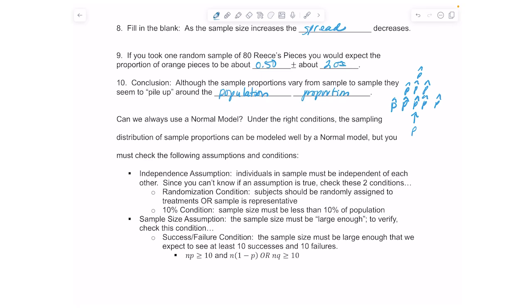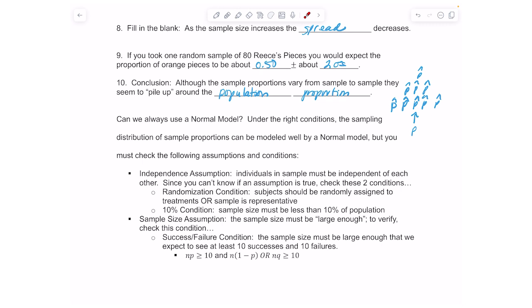Welcome back to part 2 of this video where we're looking at sampling distribution models. So the question is, can we always use a normal model? It just so happens that as long as we have the right conditions, the sampling distribution of sample proportions can be modeled by a normal model pretty well. But you have to check the following assumptions and conditions.